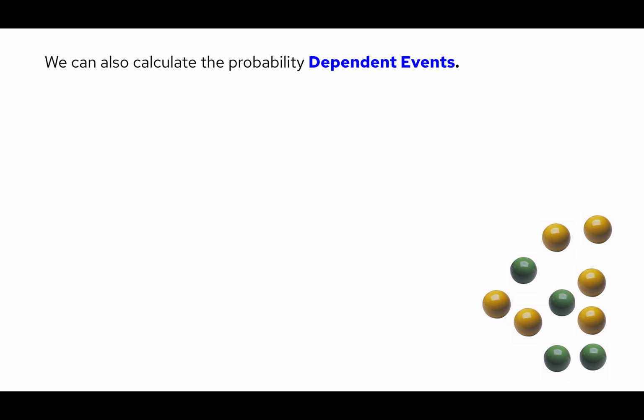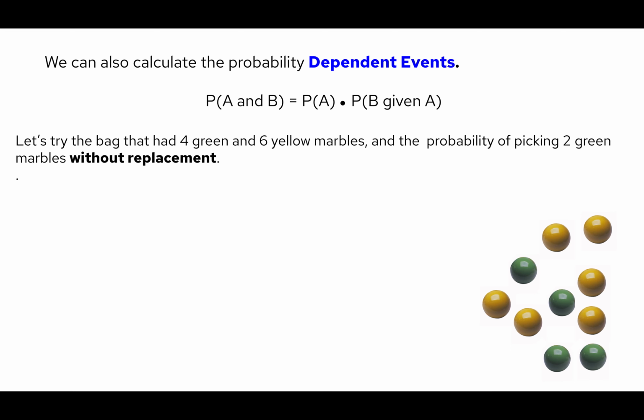But what about dependent events? Will it work for that too? Well, let's see, the probability of A and B is the probability of A multiplied by the probability of B given A. In other words, after A has happened. So let's try that again. We're not replacing because it's dependent.